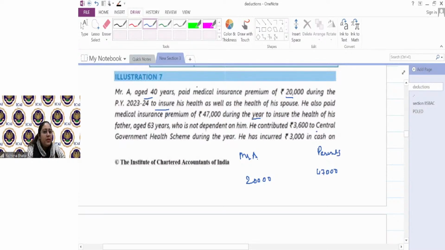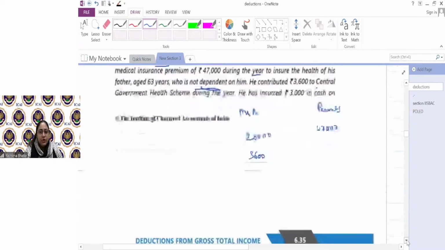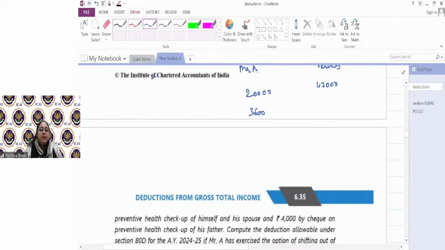Who is not dependent on him? Does not matter. Children should be dependent. Parents may be dependent or not, it does not matter. He contributed 3,600 during the central government health scheme. Okay, this is also allowed under his category. He has incurred 3,000 in cash on preventive health checkup of himself and his spouse and 4,000 by cheque for preventive health checkup of his father. So 3,000 by cash will be allowed and 4,000 for father will also be allowed.